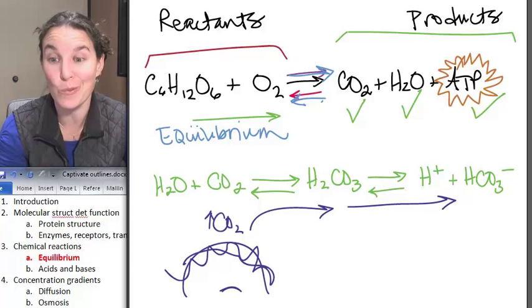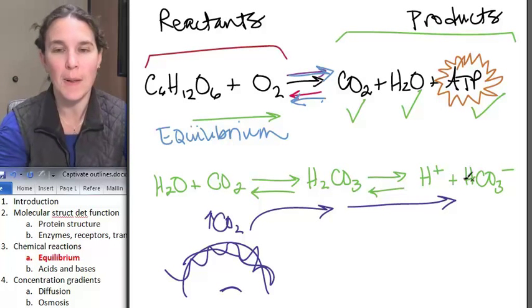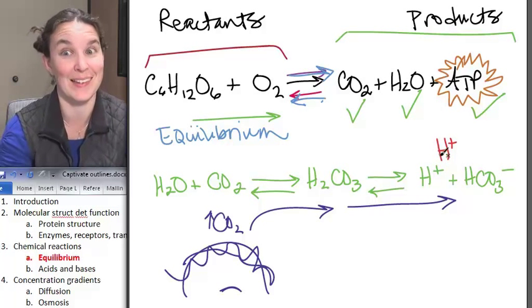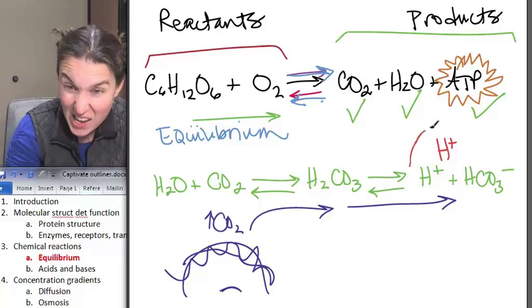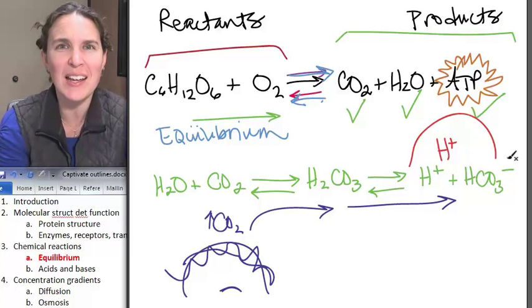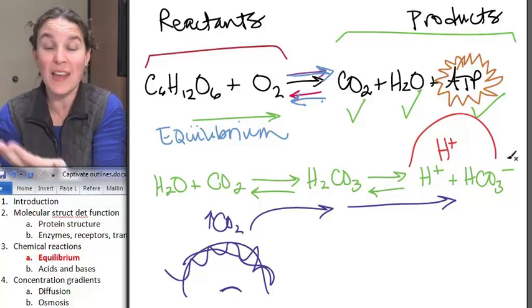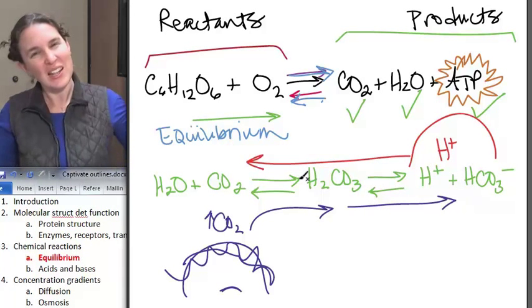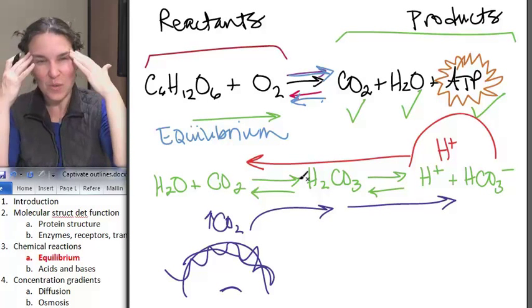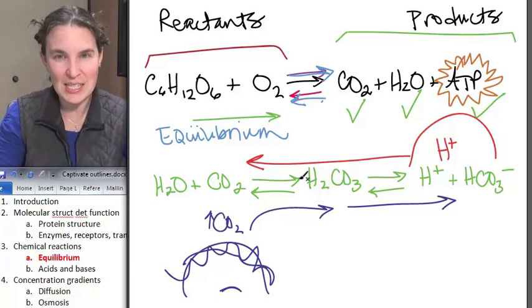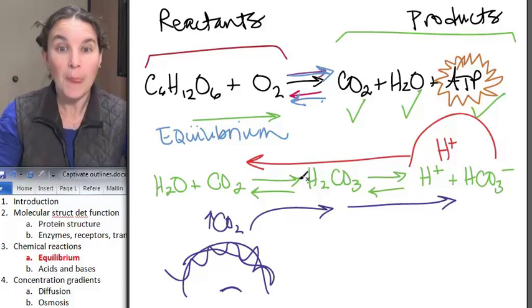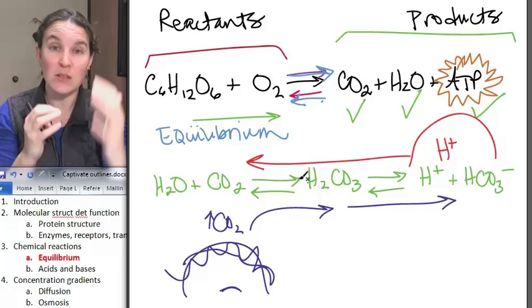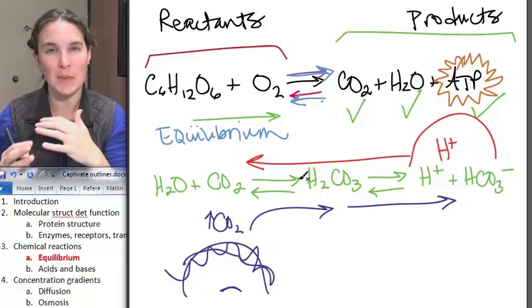If I did something really crazy and I added a whole bunch of hydrogen ions, now we've got this massive pile of hydrogen ions, and we got to get rid of them, or there's too many on that side. It's going to push the reaction in this direction. Does that work for you? In Wendy Land, it makes perfect sense, but this idea is kind of tricky. You go back and forth, back and forth, back and forth, as long as you can maintain that dynamic equilibrium.